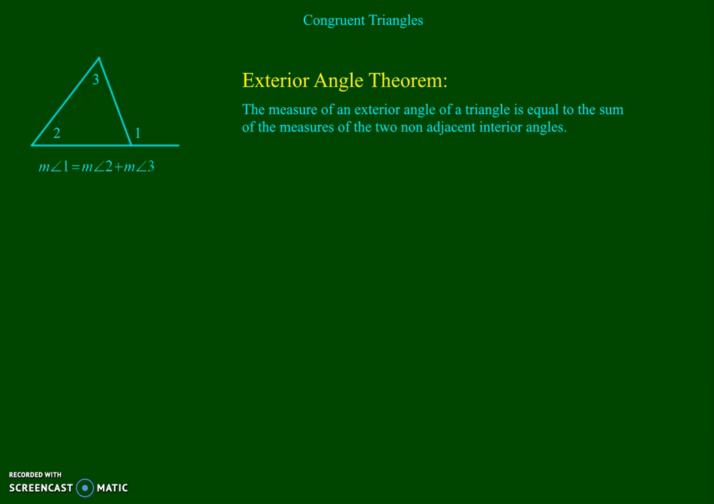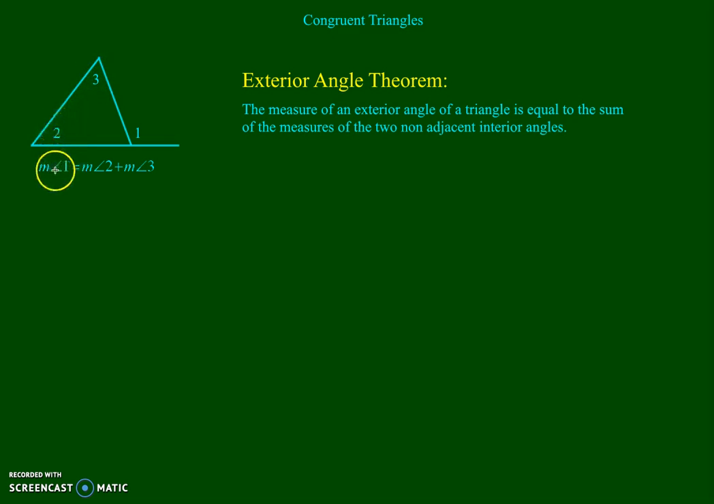And remember that an exterior angle is an angle outside the triangle whose sides are a side of the triangle, an extension of an adjacent side, and that angle makes a linear pair with its interior angle adjacent counterpart. So the theorem states that the exterior angle is the sum of the measures of the two non-adjacent interior angles. These are also called remote interior angles.